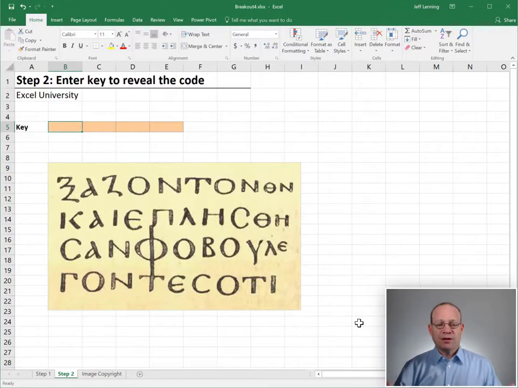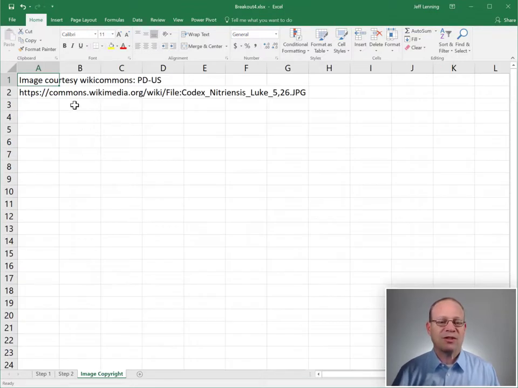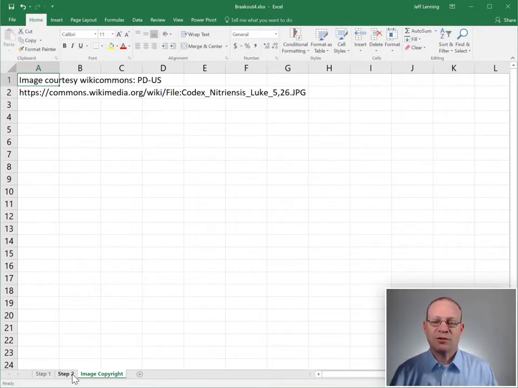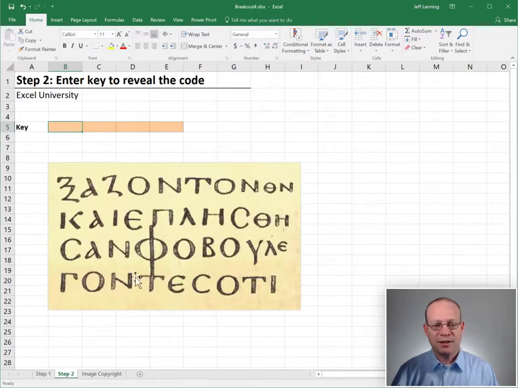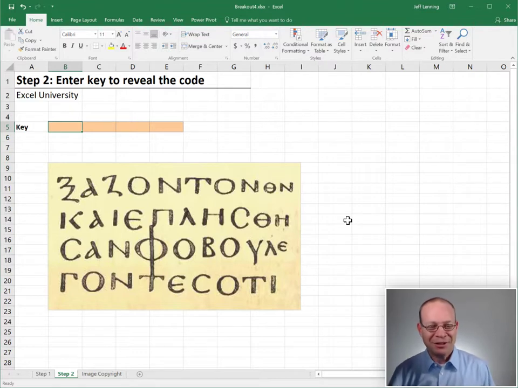Okay, so step 2 here. I was looking for a cool image to use for this breakout puzzle. And so I went to one of my favorite sites, which is Wiki Commons. If you haven't been there, it's a great source for public domain images and stuff like that. And so I searched for manuscript, and you know what this image here is? This is part of Luke 5:26. Pretty cool, right? I know.